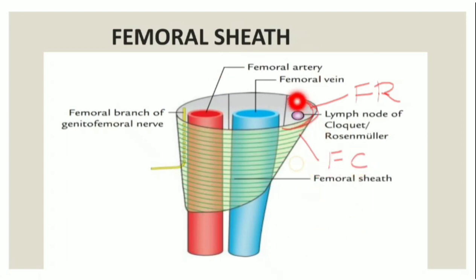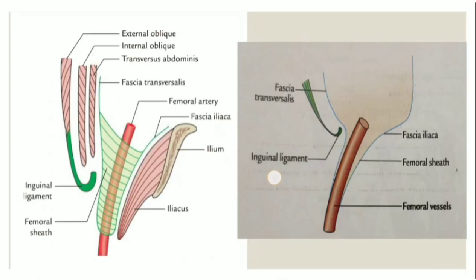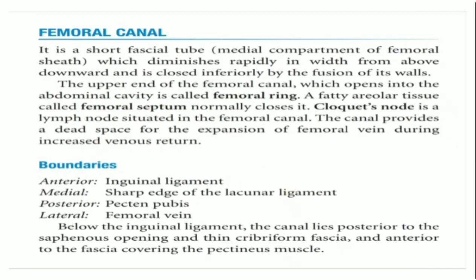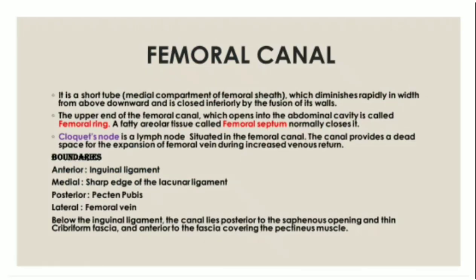The femoral canal is nothing but the medial compartment of the femoral sheath that is empty and has only one lymph node. That is called the femoral canal. The femoral ring is the uppermost part of the femoral canal that opens into the abdominal cavity. Please understand, doctors, this is very important. To close the femoral ring, we have some fatty areolar tissue that is called the femoral septum.